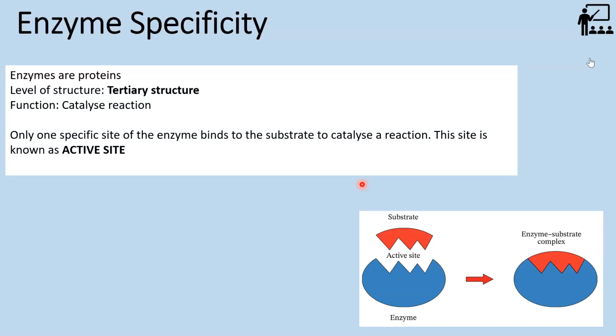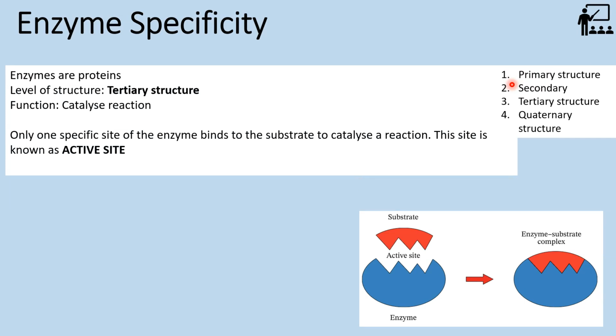Enzymes, essentially, are proteins. Enzymes have a tertiary structure. So you may have already looked at the different levels of protein structure. We have the primary, secondary, tertiary, and quaternary. So an enzyme has a tertiary structure, and its function is to catalyze biological reactions, to speed up biological reactions.